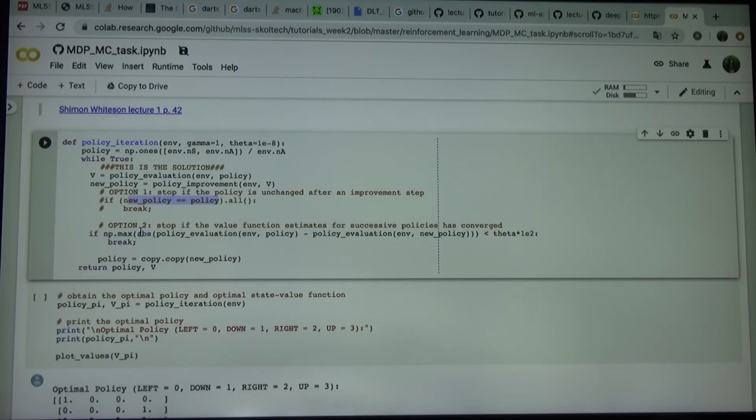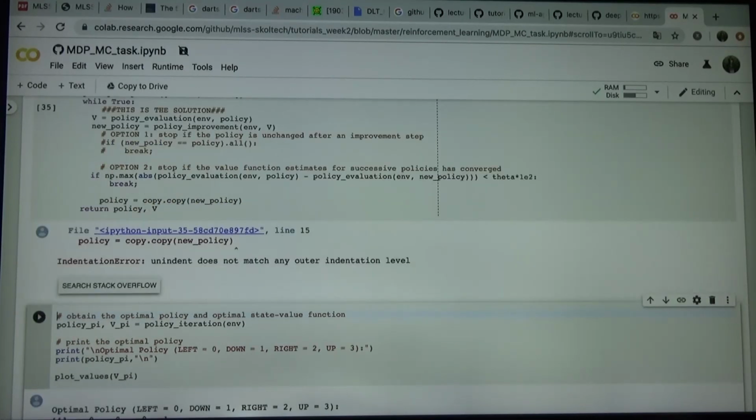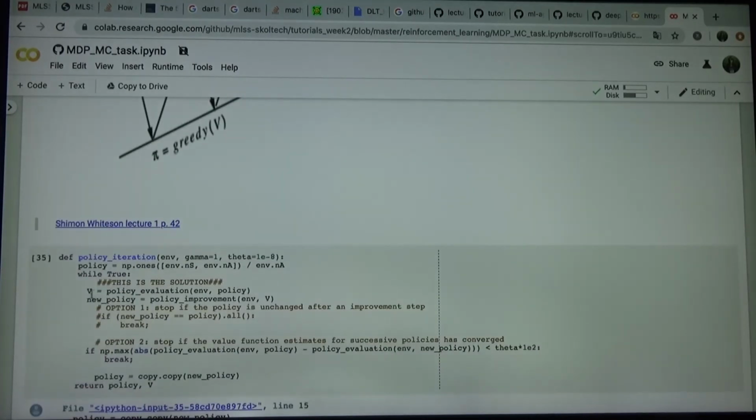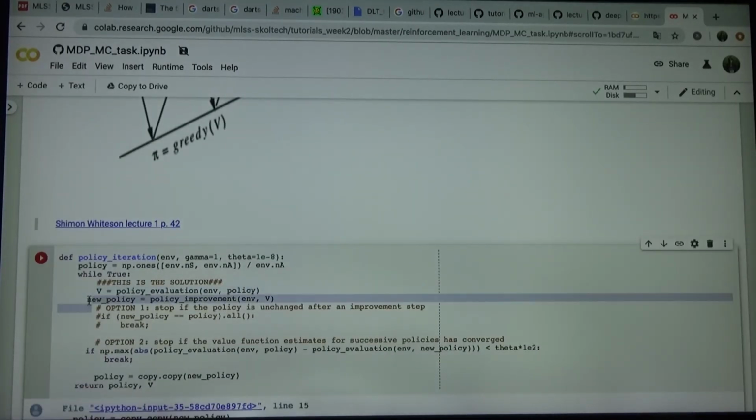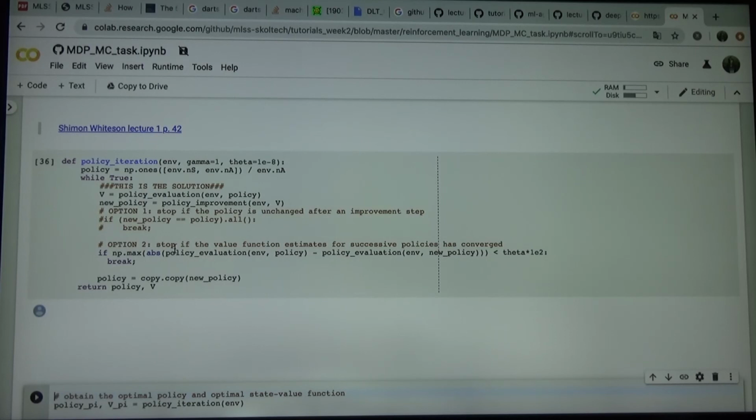But we are going to do another way. We're going to be checking the convergence. So we're going to be seeing if the V function of the new policy and the V function of the old policy are different, if their modulus is going to be different by theta.